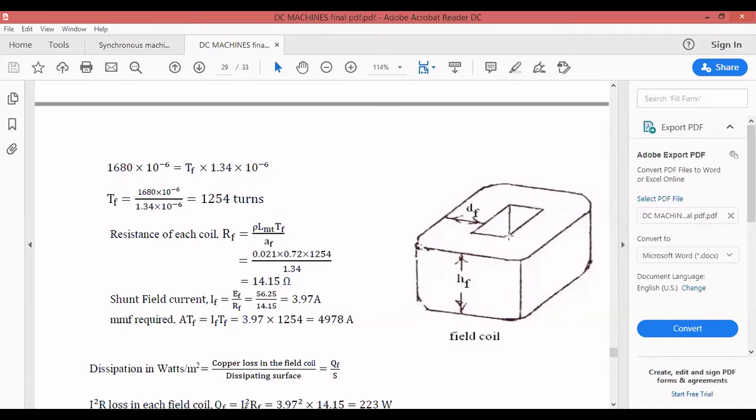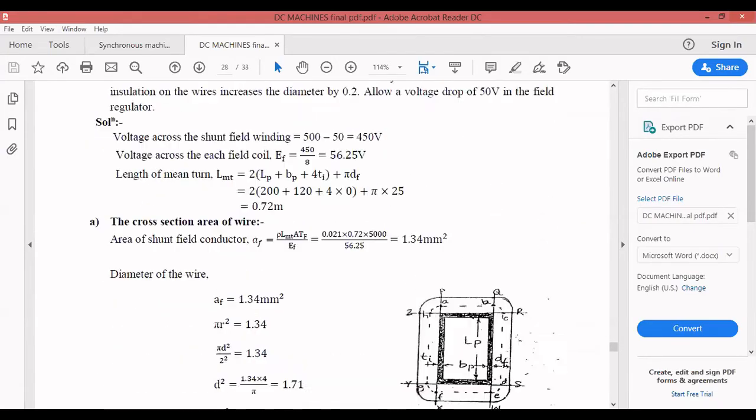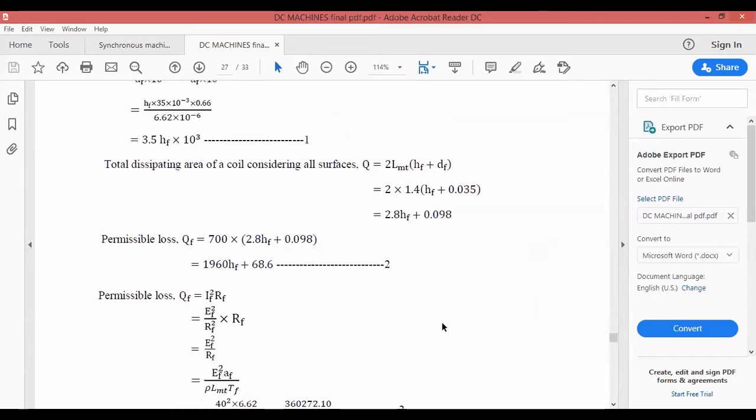Likewise, for the inner surface, this is the inner surface where we have a pole here. After the pole, you are going to place this winding. For the inner surface, once again, what you do? LMT into HF, means your meter into HF. Then once again, for the outer surface, LMT into HF. So what you got here? You got 2 LMT into HF plus DF.